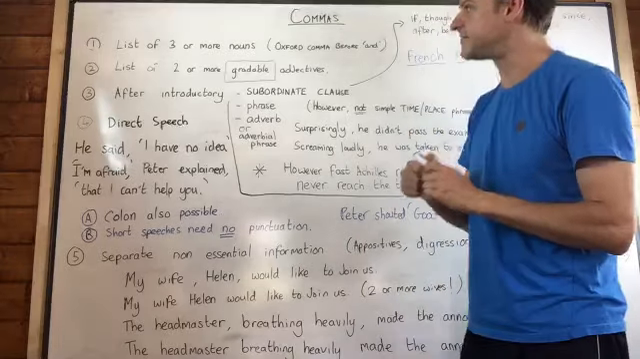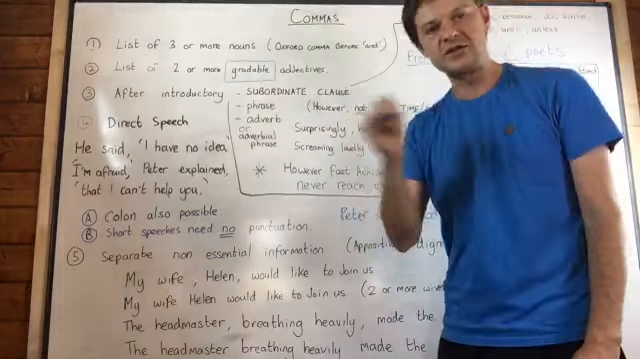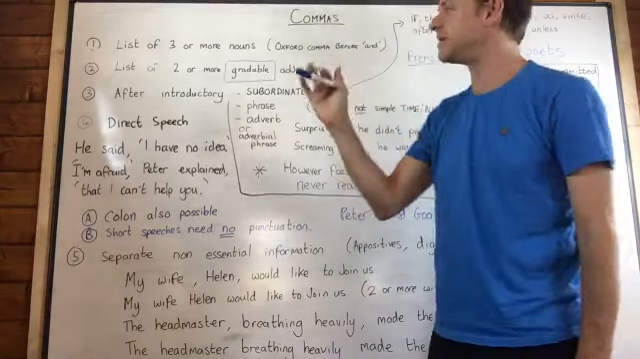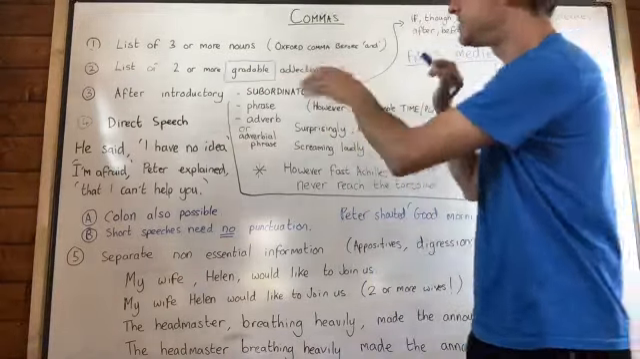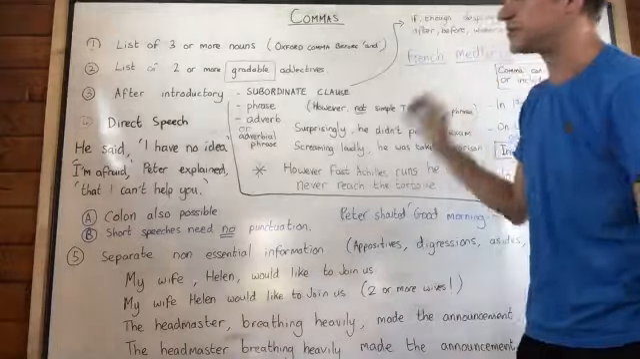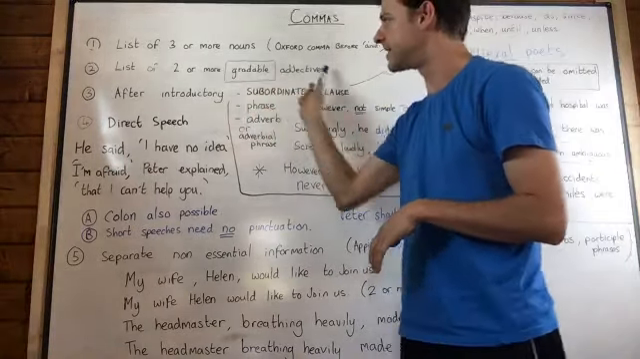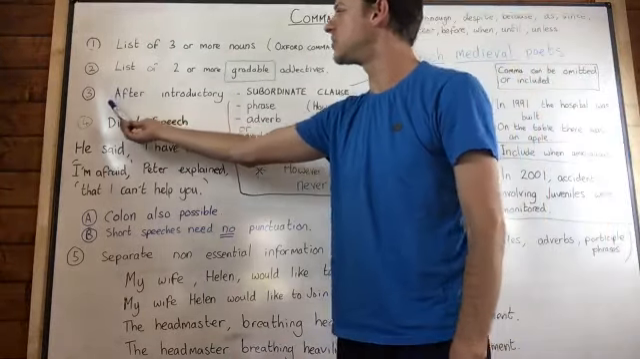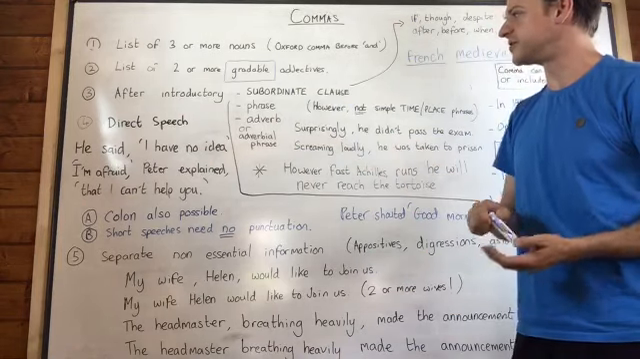So it all depends. And if you have a list of two or more gradable adjectives, then you need a comma between the adjectives. If the adjectives are not gradable, then you don't need a comma. And if it's a mixture, one gradable, one classifying, no comma also. Only use a comma if they're two gradable adjectives. I hope that's clear. Now, we also use commas after introductory subordinate clauses.